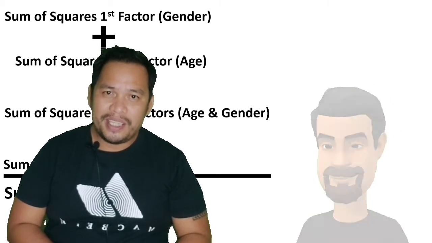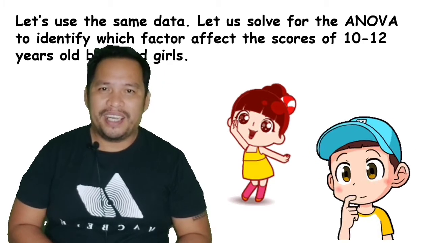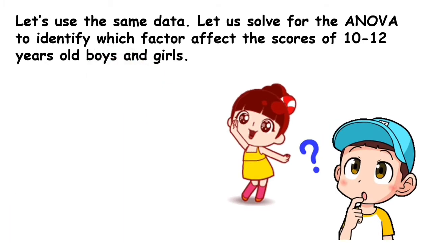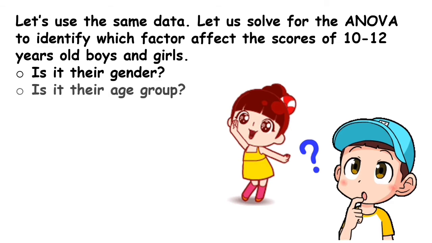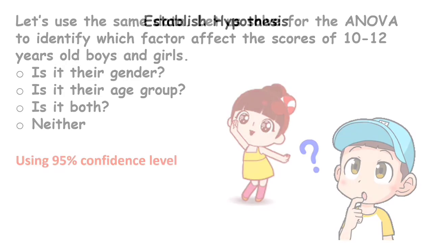Now let's use the same data and solve two-way ANOVA by hand. Which factor affects the scores of 10 to 12-year-old boys and girls? Is it their gender? Is it their age group? Is it both? Or neither? In this case, we are going to use the default confidence level, which is 95%.